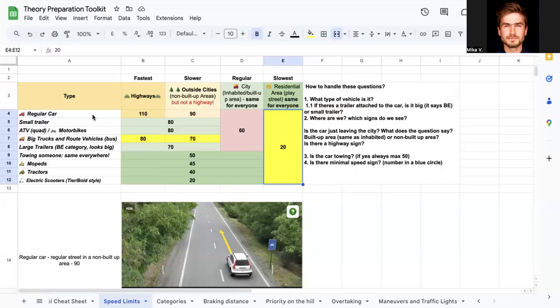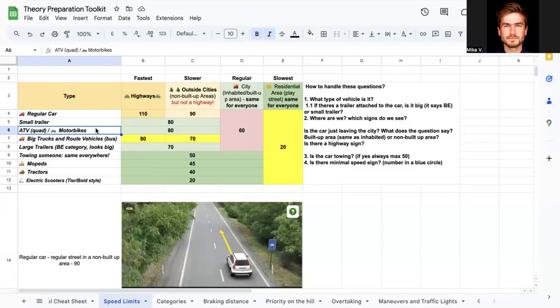Okay, so let's check just step by step. A regular car, B category, 110 on the highways, 90 outside cities. It's the only one that is also different depending on the highway or outside cities. Then small trailers, just always 80, right? So you can remember 110, 90, 80. Same as ATVs, quads, they shouldn't go too fast, right? It's just dangerous because you're not protected at all.